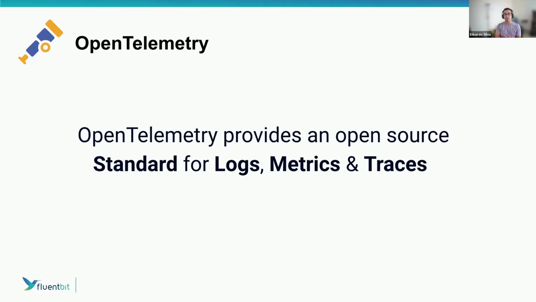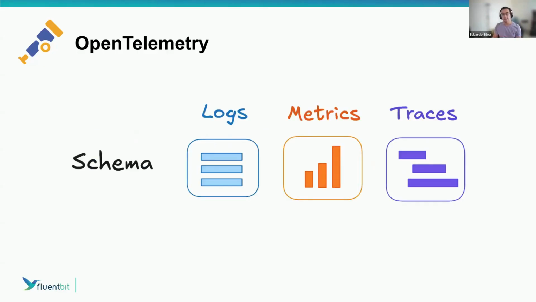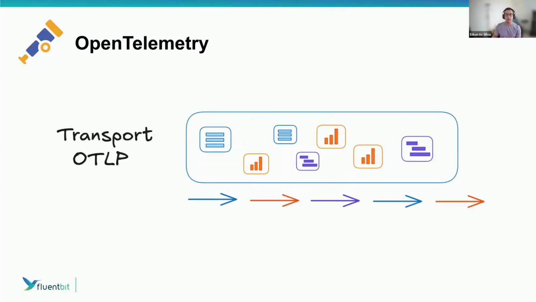OpenTelemetry provides an open source standard for logs, metrics, and traces. It created schemas and said, this is how a log should be composed, a metric and a trace. And the schemas are defined in a way that they have versions, and developers said, okay, I'm going to use the OTel specification to create my logs. My logs will have these schemas. The same happens for metrics, and the same happens for traces.